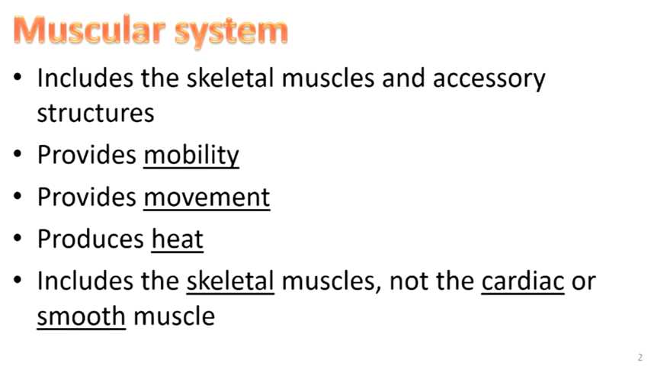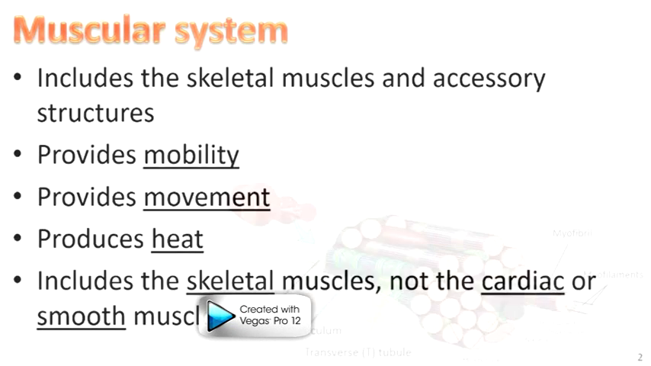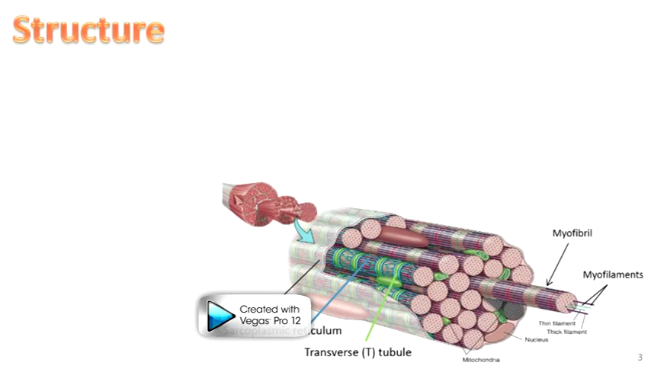So this muscular system includes skeletal muscle only. As you remember from previous chapters, we do have cardiac muscle and smooth muscle, but for the purposes of talking about the muscular system, we don't include those. So we've got to discuss the structure of the actual muscle tissue.